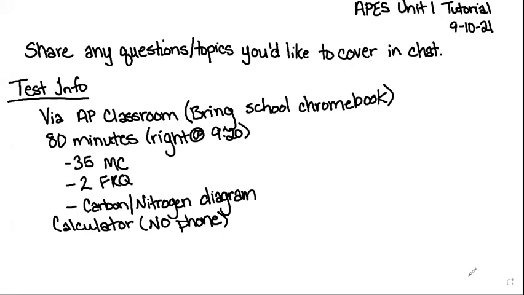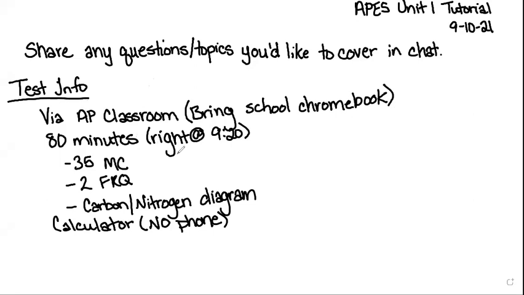All right, so let's really quickly look at just the basics of the test components, even though I've already mentioned it. I just want to make sure you guys have it in a couple places. Then we'll look at biomes, and then we'll look at the phosphorus cycle. So you are going to be taking your test through AP Classroom. So make sure that you bring your school issued Chromebook. That's the easiest because it already has the Lockdown Browser app installed on it.